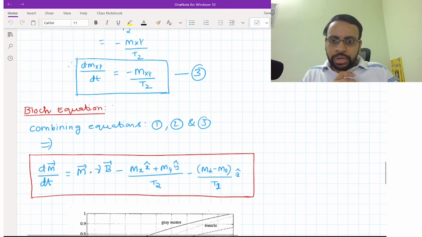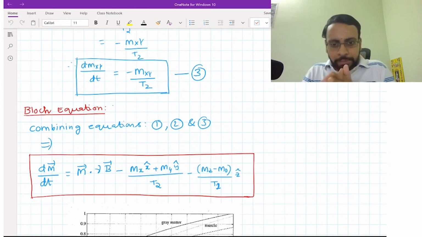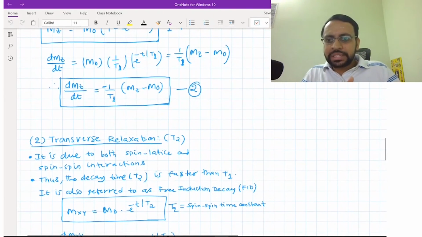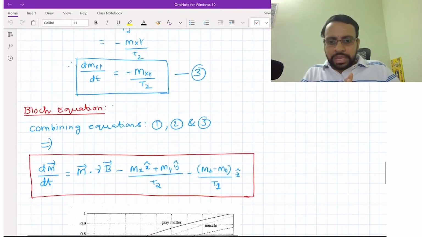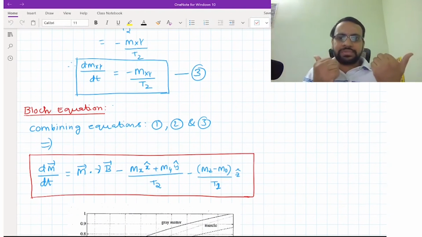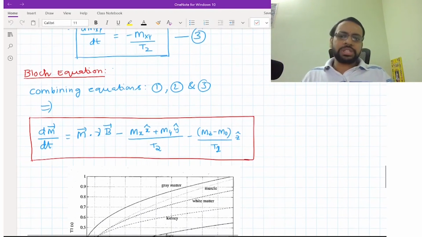Now what I'm going to write is Mxy. I'm writing it as (Mx x cap plus My y cap) by T2, minus, in the z direction, 1 over T1 times (Mz minus M naught) times z cap. So x cap, y cap, z cap are unit vectors in the x, y and z directions. Okay, so this is the important Bloch equation.